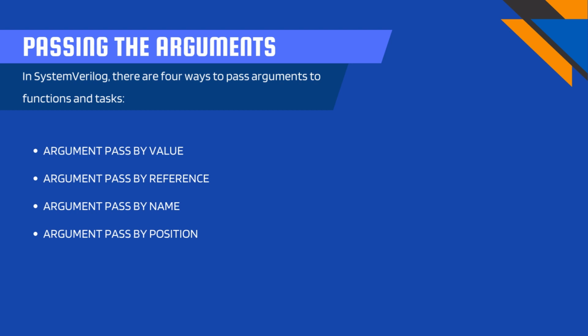Finally, we have argument pass by position, which is the default method of passing arguments in SystemVerilog. Arguments are passed to the function in the order they are listed in the function call. The first argument in the function call corresponds to the first argument in the function definition. The second argument in the function call corresponds to the second argument in the function definition, and so on.